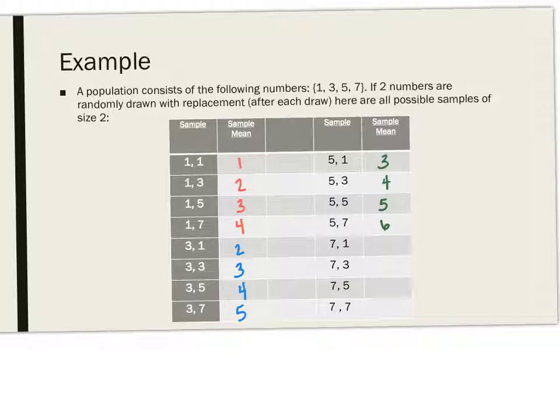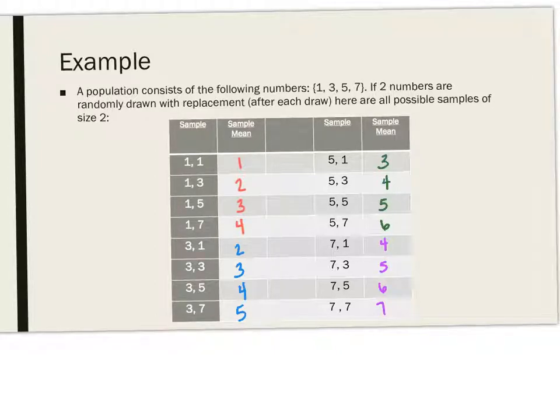And then the last one is all the possible samples where 7 leads. 7 and 1 is 8. 8 divided by 2 is 4. 7 and 3 is 10, divided by 2 is 5. 7 and 5 is 12, divided by 2 is 6. And 7 and 7 is 14. 14 divided by 2 is 7.